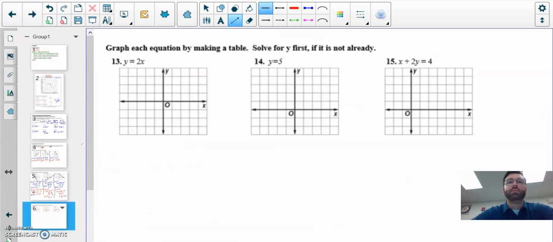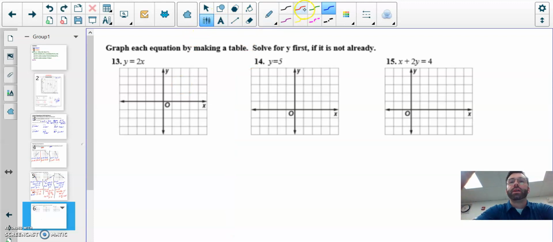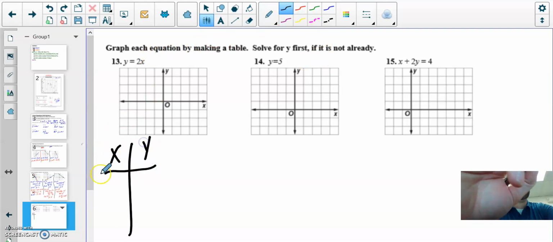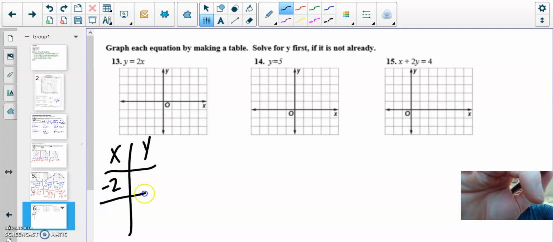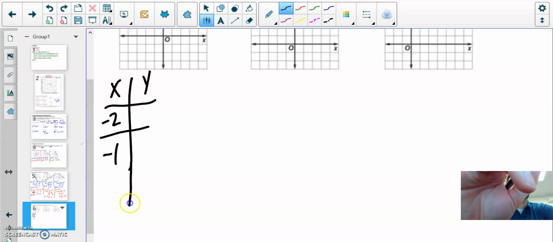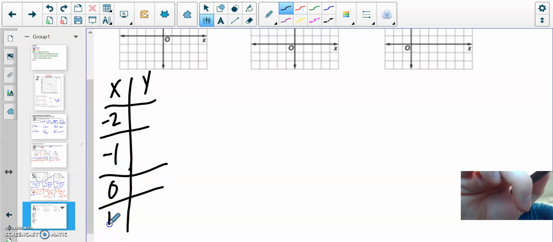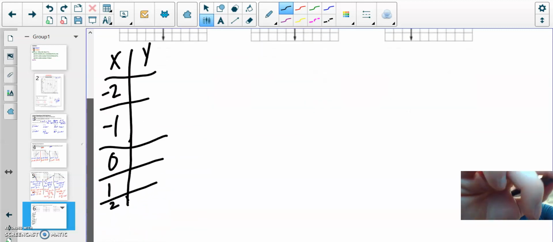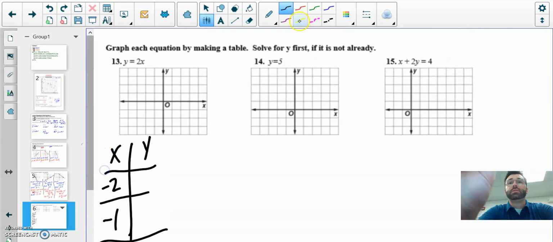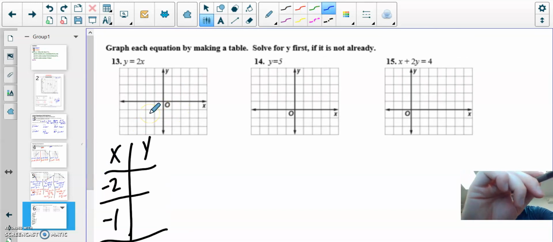Graph each making a table. All right, so this is going to be a little bit different now. What we're going to want to do here is solve for y first, if not already done so. So here, that one is solved for y. I'm going to pick some x values, and then I'll get some y values from it. Those are just random values that I like just because they're in the middle of our graph here. Just makes our life easier.